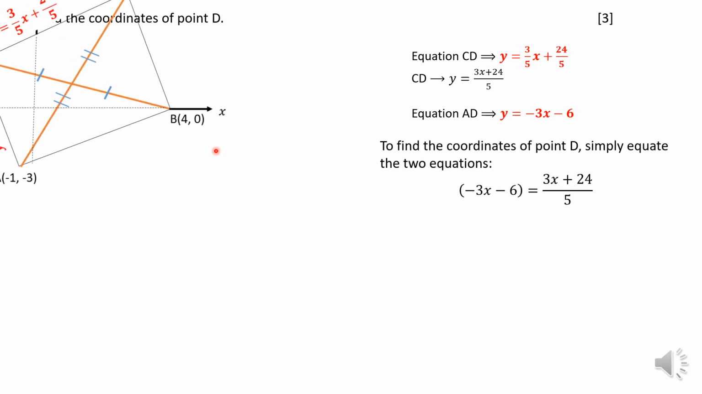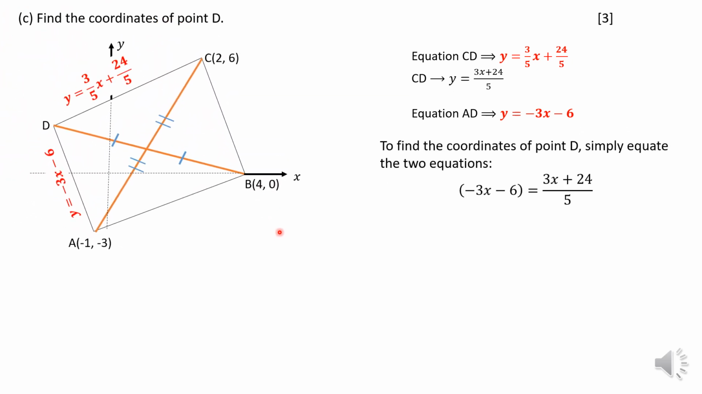Now we're supposed to find the coordinates of point D. So let me bring the diagram back so we can see what it is that we have. We are supposed to find point D. I have typed down here the equations that we were supposed to find in red. To find this point, remember if you continue that line and you continue that line, they meet there. And when lines intersect and meet like this, it means at that point this line is exactly equal to this line because they share that point.